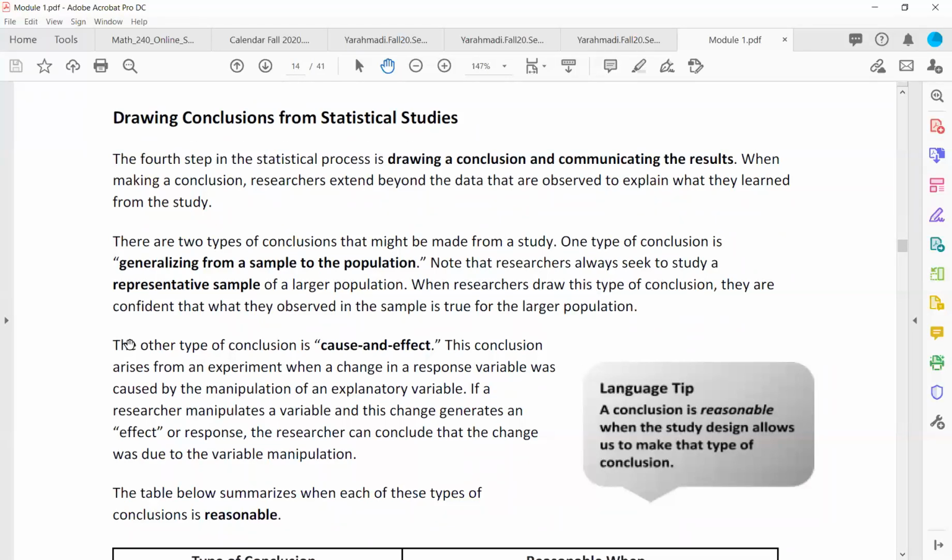One type of conclusion is generalizing from a sample to a population. Note that researchers always seek to study a representative sample of a larger population. When researchers draw this type of conclusion, they are confident that what they observed in the sample is true for the larger population.